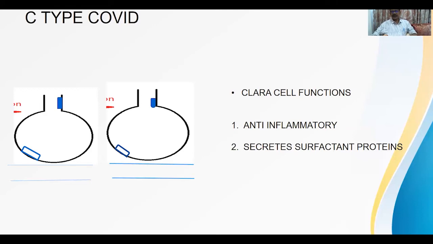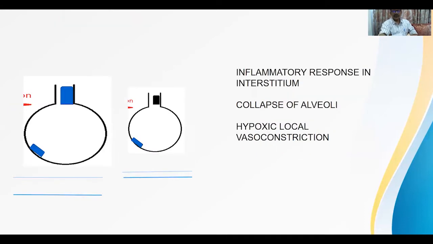So what happens when something goes wrong? Here we have a normal alveolus, a functioning Clara cell, a functioning pneumocyte. This Clara cell is producing surfactant protein, and the pneumocyte is producing surfactant protein and surfactant. It is stable surfactant. It is lining the walls of alveoli, and alveoli are kept open. During expiration, alveoli are not collapsing.